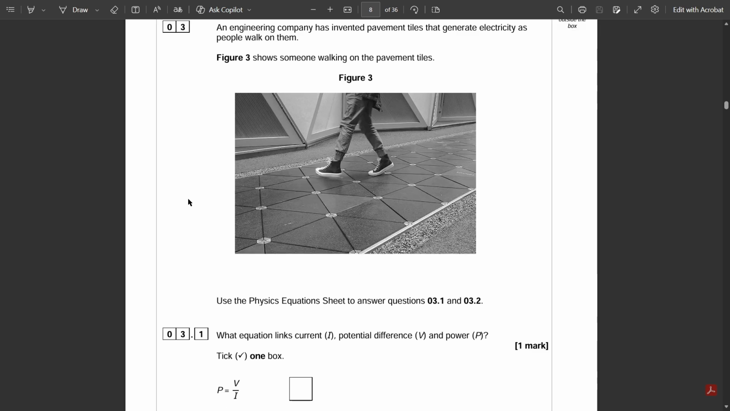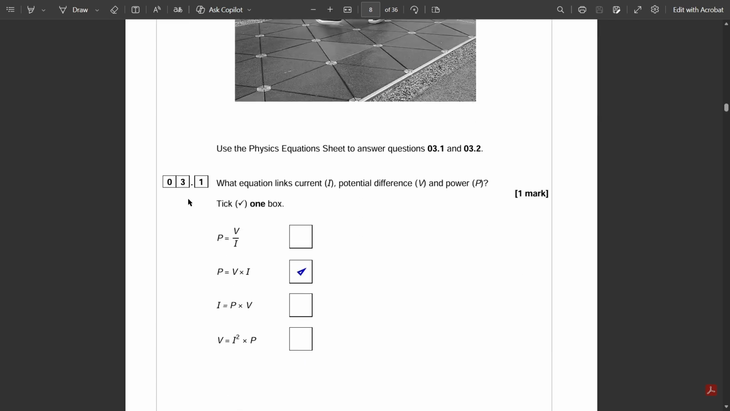However, they still ask you for the equation. So, which equation links current, potential difference, and power? That is P equals V times I, or power equals potential difference times current.